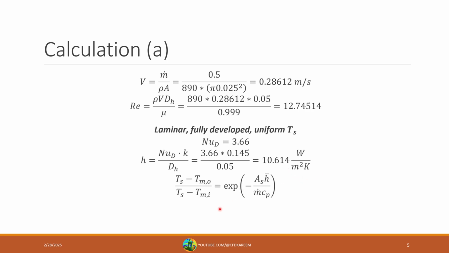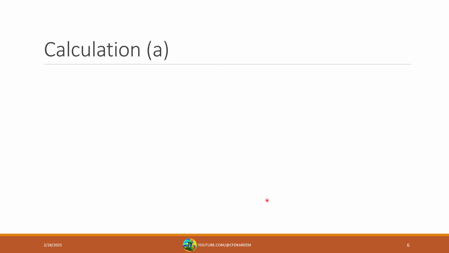We can then use this correlation, which is the difference between the surface temperature and the outlet temperature over the difference of the surface temperature and the inlet temperature, which is equal to the exponent of negative the surface area of the inside of the pipe times our heat transfer coefficient over our mass flow rate times our specific heat of the fluid.